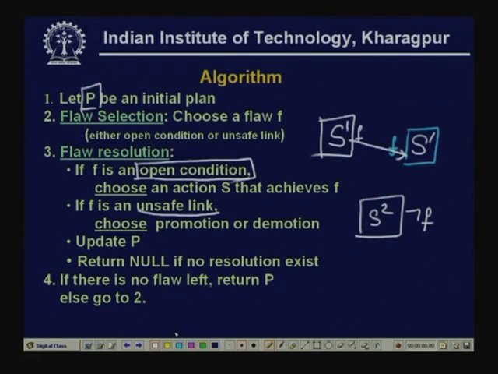So, S2 can either be promoted to come before S1 or it can be demoted to come after S prime. So, this is a protected interval between S1 and S prime, where S2 that undoes the effect of F cannot come. So, S2 can be promoted or S2 can be demoted.